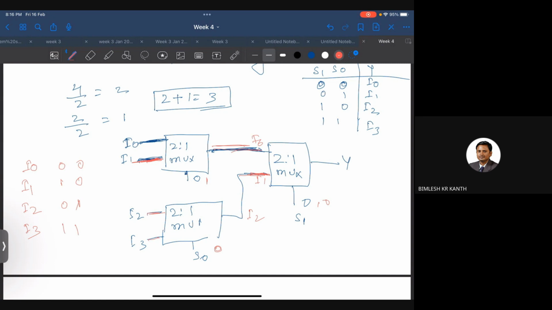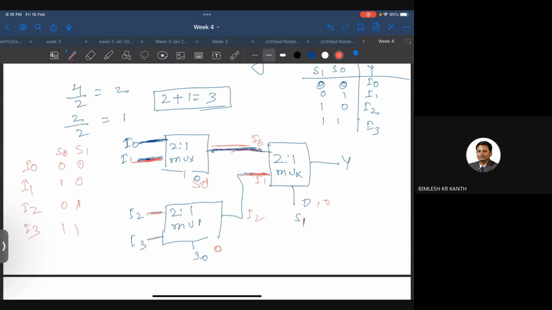So if you observe, this will be S0 and this will be S1. This will be S1 and this will be S0. Both are 0 0, then 1 1. Yes, S0. Yeah, now it is correct.